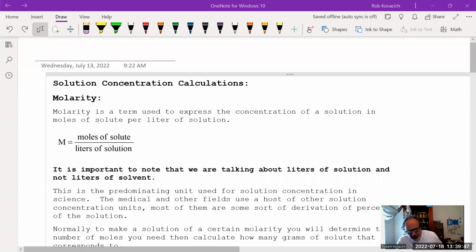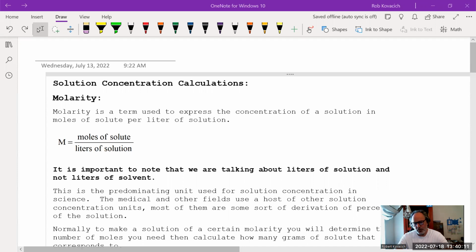Our topic for this video is solution concentration calculations: ways to calculate, measure, and quantify the concentrations of solutions. There are different ways to do it, like molarity or molality or percent solutions or parts per million, parts per billion. We're going to go through all of those different ways, and we can calculate what the concentration of a particular substance is.